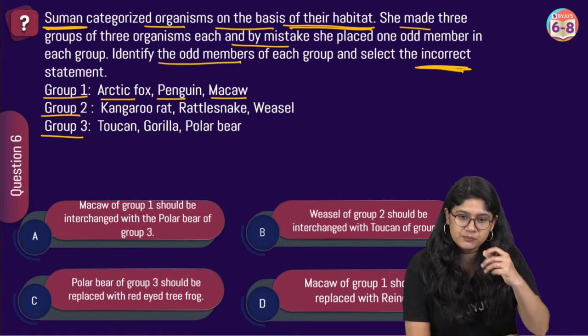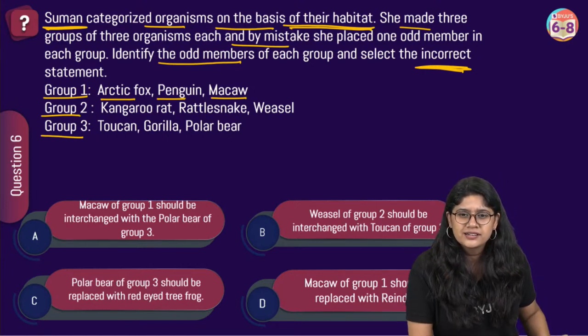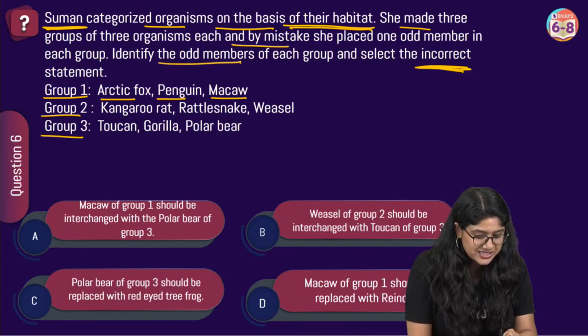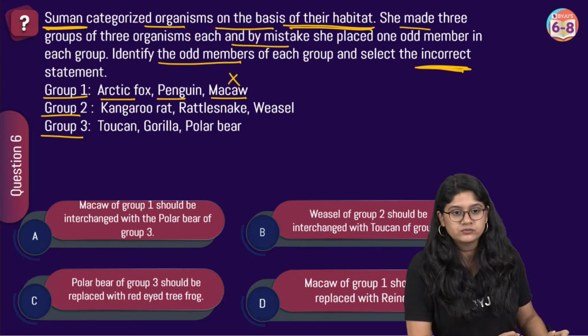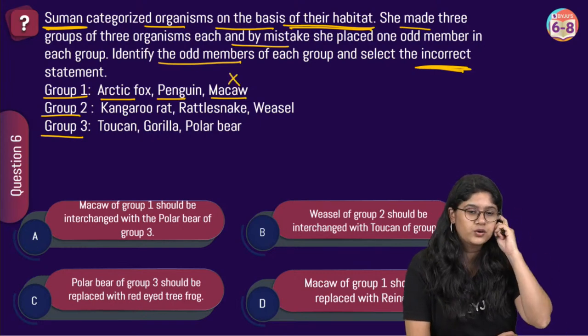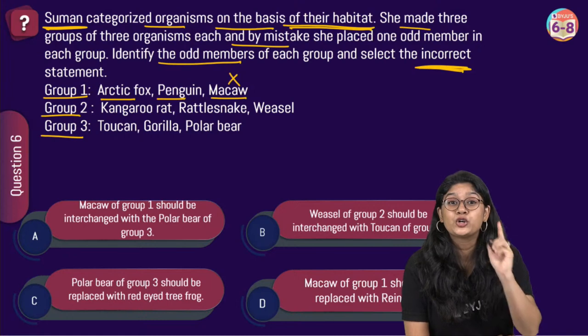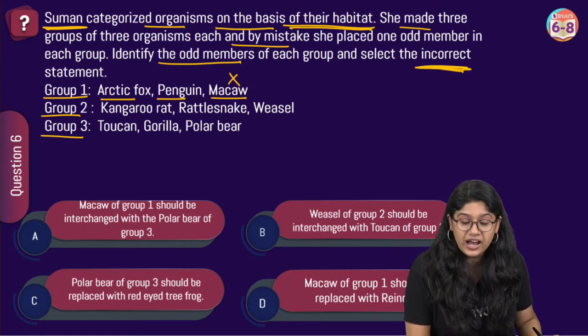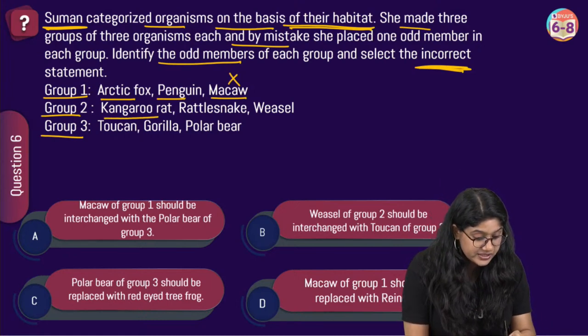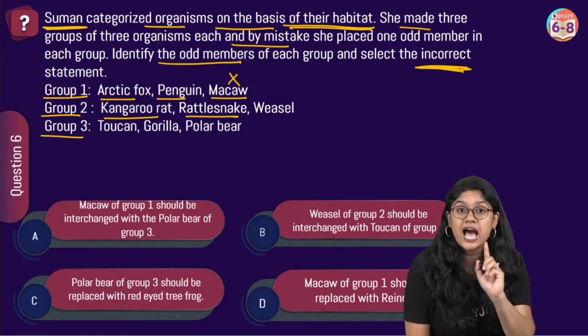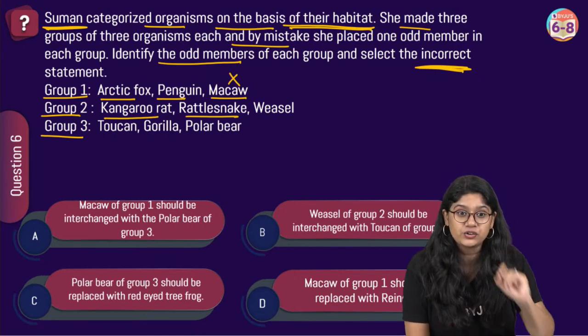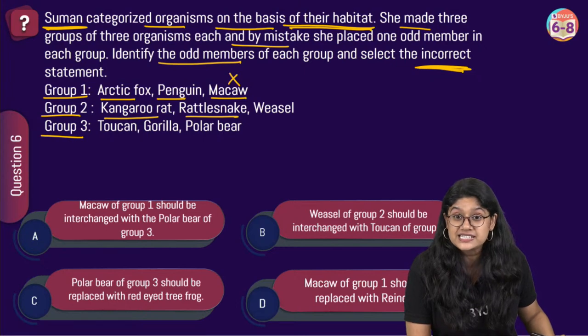Macaw is a parrot, basically a type of parrot, right? Okay, cool, right? So this is definitely an odd animal. I'm putting a cross onto it. Now in group 2, we have kangaroo rat and rattlesnake. We know that these animals are found in the desert, right? These are found in the deserts.